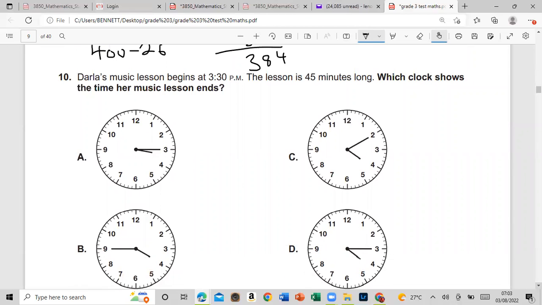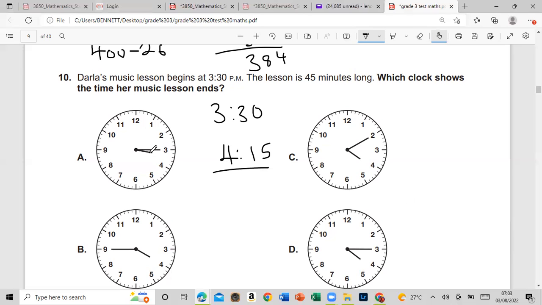Darla, music class begin at 3:30 p.m. The lesson is 45 minutes long. Which clock show the time her music class ends? All right, so before we go to the clock, we must do a calculation. So it says it starts at 3:30 and it's gonna take 45 minutes to complete. Right? So what time would it end? It would end 4:15 because if you add half an hour to 3:30, that's 4:15. So that's what we're looking for.